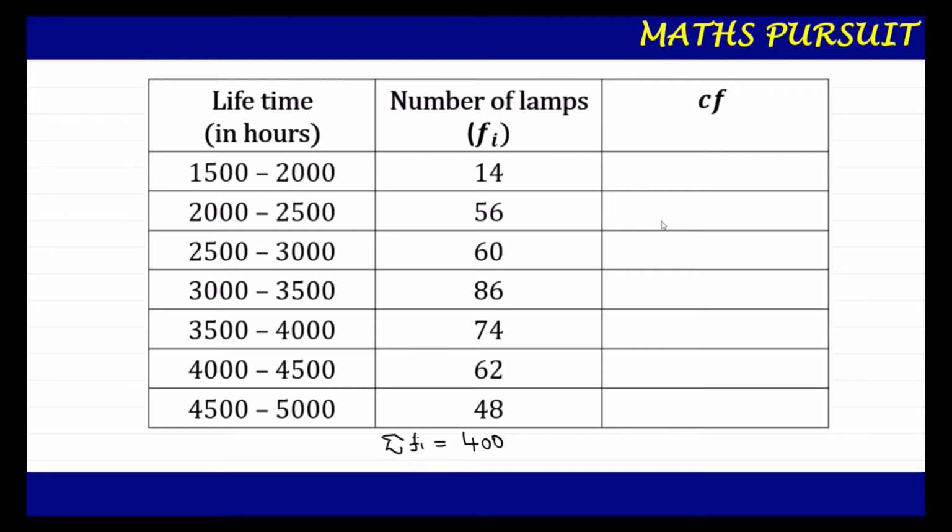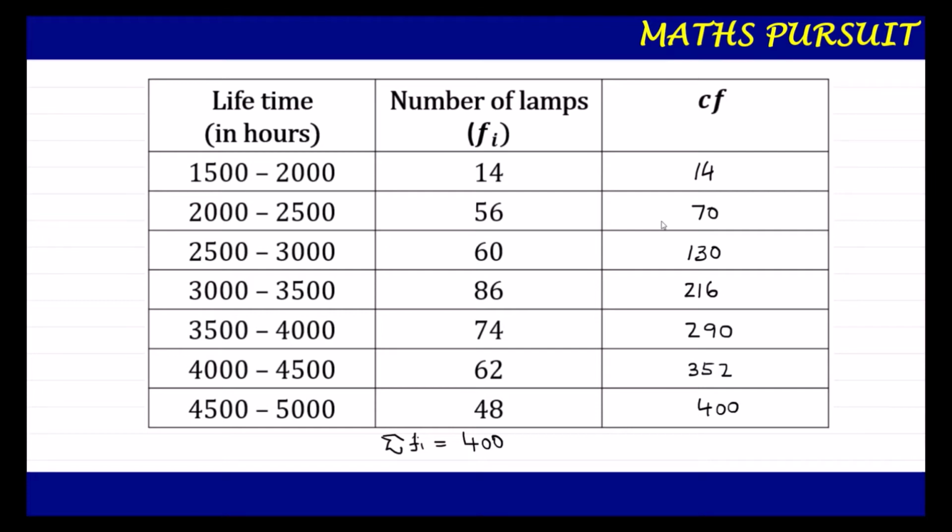Now, after calculating the sum total of the frequency, let us move ahead to calculate the cumulative frequency, because for finding the median we require cumulative frequency. Hope by this time we all know how to calculate cumulative frequency. The first number is 14, 14 plus 56 is 70, 70 plus 60 is 130, 130 plus 86 is 216, 216 plus 74 is 290, 290 plus 62 is 352, and 352 plus 48 is 400. So we calculated the cumulative frequency.